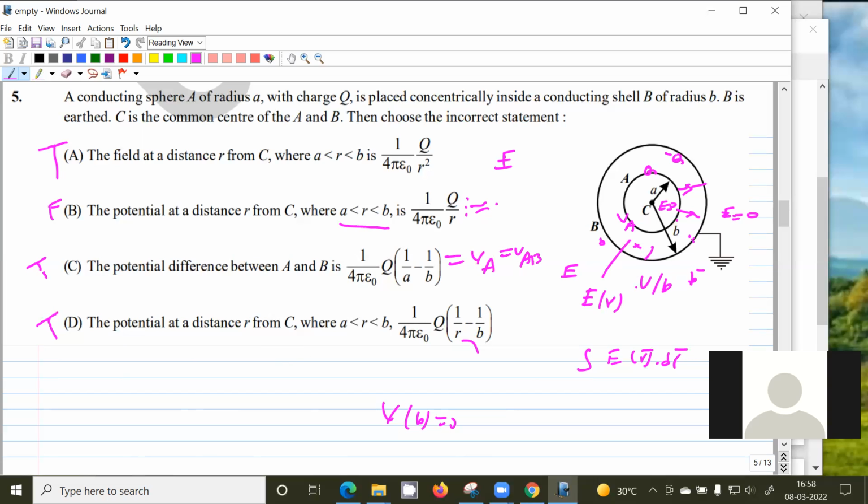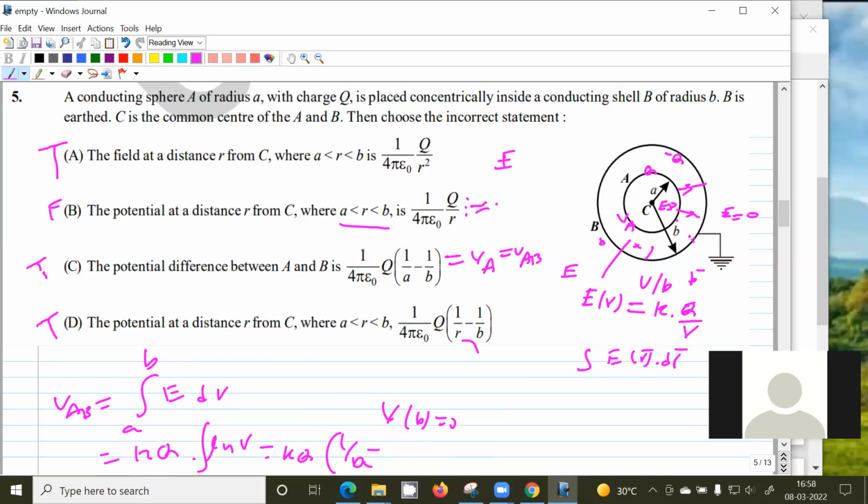Okay. So the rigorous way to find it is to find E of R, that is K into Q by R. To find the potential difference between A and B, integral E dR from R equal to A to B. So E is KQ by R, and the integral of 1 by R is ln R, no? So if you integrate this one, it's KQ into ln A by B. That's what is here.